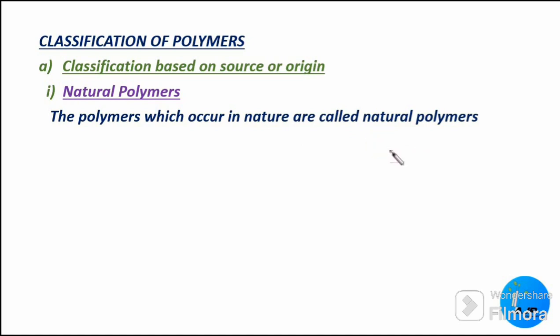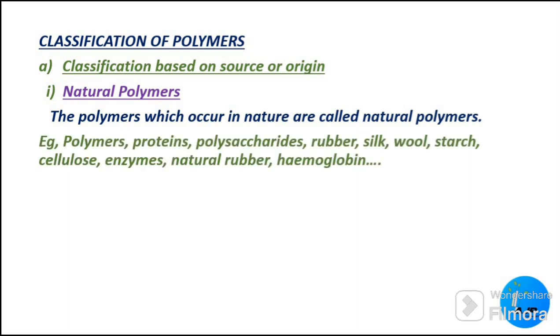The well-known natural polymers are proteins, and we have some examples too. Polymers like proteins, polysaccharides, rubber, silk, wool, starch, cellulose, enzymes, natural rubber, hemoglobin, all these come under natural polymers. Proteins are the polymers of amino acids, polysaccharides are the polymers of monosaccharides, and rubber is a polymer of isoprene units. Likewise, it goes on. So these are the examples of natural polymers.